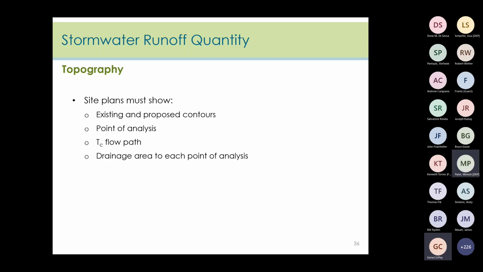It's often difficult for us to find drainage maps in these stormwater reports. We also see situations where the drainage calculations in the reports do not even match up with the drainage maps in the plans. We need to see existing and proposed contours. We need to see point of analysis, TC flow paths. We need to see drainage area to each point of analysis. The reviewer must make sure that the data used in the calculations matches the various maps and plans. This information must also be included on the drainage plans as well.